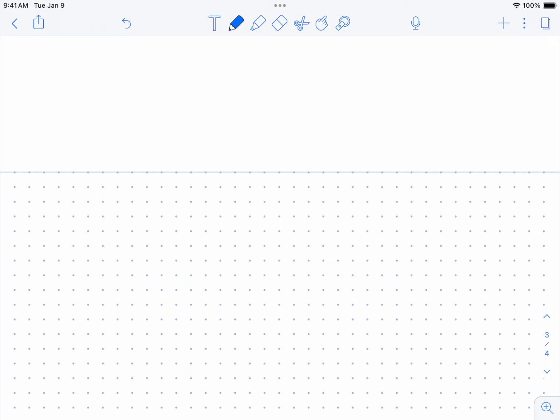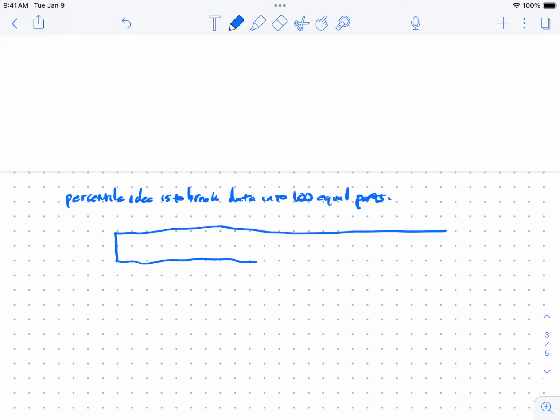This is what we mean by percentiles. The percentile idea is to break the data into 100 equal parts. So what would that look like? Well, I have a big list of numbers here. Just pretend that's a big list of numbers. And then you want to break it into 100 parts. So there's going to be a lot of parts here. Try to picture there's 100 parts there. Okay. Now here's where 0% would be. There's where 100% would be.